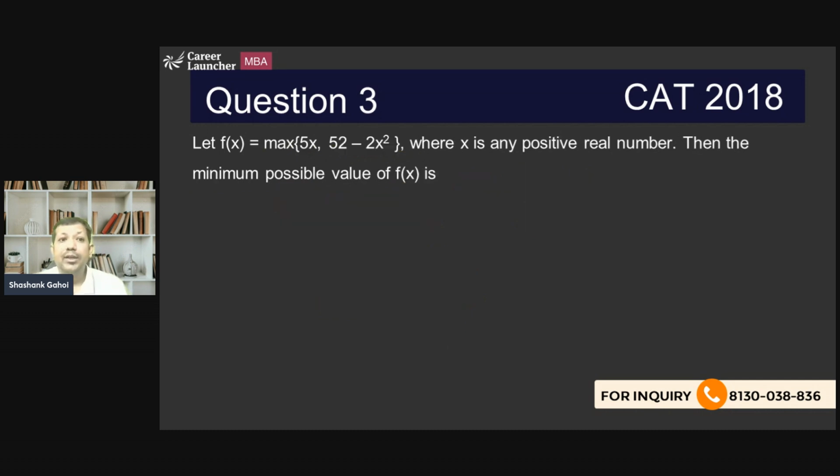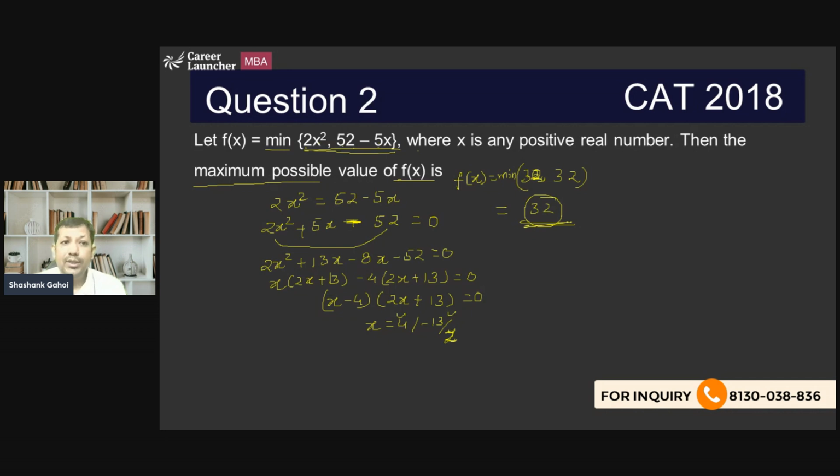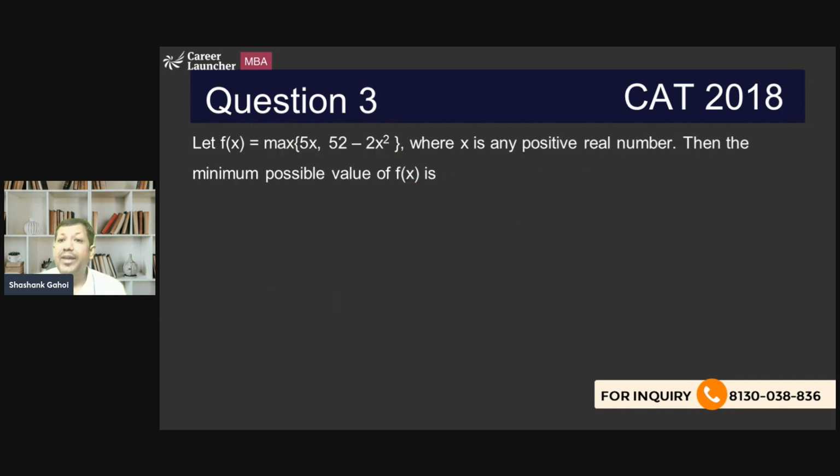If you see that question number 2 and question number 3 are very similar, and both the questions have appeared in the same year, that is CAT 2018. Now it is a maximum function and the question is talking about the minimum value. What I am going to do, I am going to put 5x equal to 52 minus 2x square. Okay, so I am going to get 2x square plus 5x minus 52, and that's equal to 0. So how are we going to factorize?